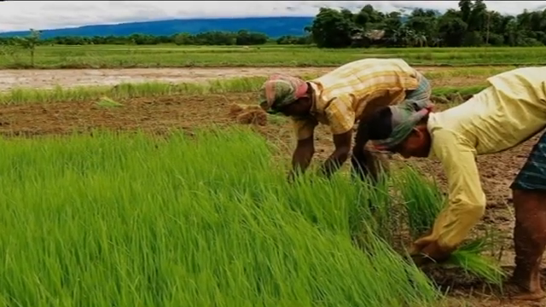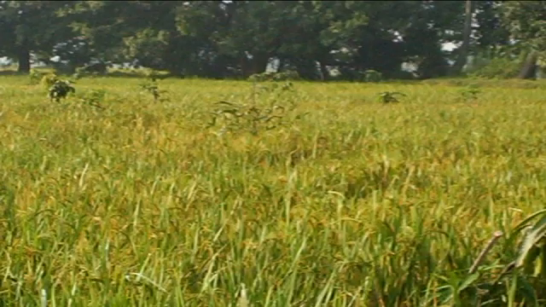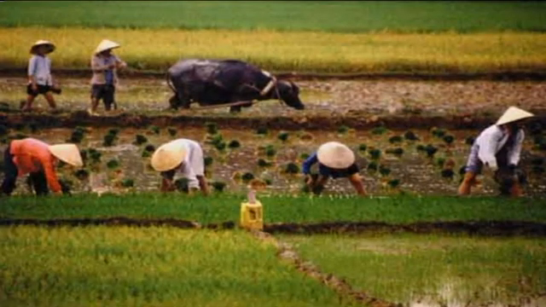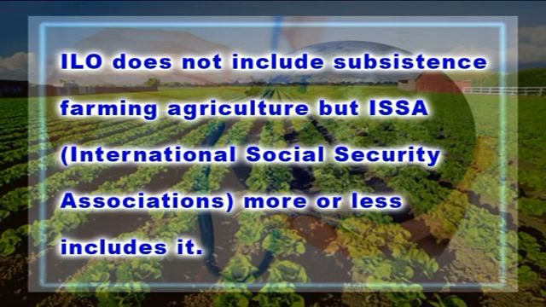A somewhat open question is whether subsistence farming should be included in agriculture. ILO does not include subsistence farming in agriculture, but ISSA, that is International Social Security Associations, more or less includes it. The borderline between agriculture and forestry is not always clear and well defined.